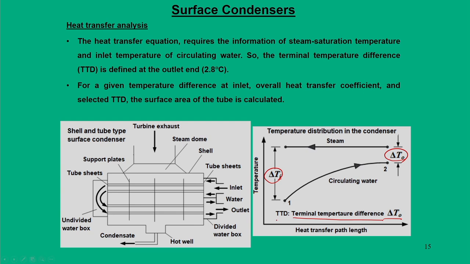So, this parameter is very vital, because it affects the cost, sizing and performance of the condenser. The more this temperature difference is, that means the higher the outlet temperature is, and the performance of the condenser is not as good. That is the reason the terminal temperature difference is kept as low as possible, and a typical number is close to 3°C. That means the difference between the steam temperature and the outlet temperature of the circulating water should be in the range of 3°C.